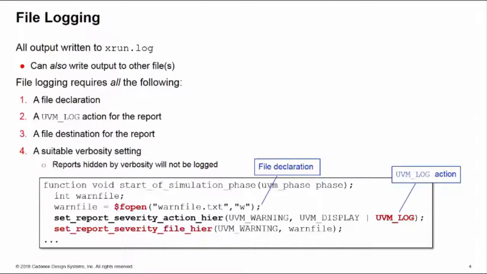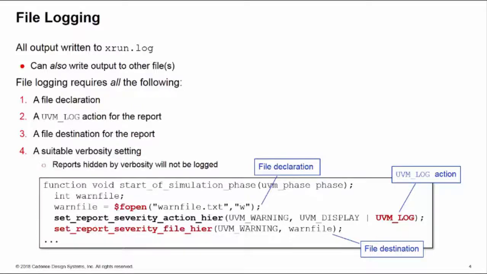Then I need to set a UVM log action for the report, and we showed you how to do this in the previous training byte on action control. So here I'm adding the UVM log action for all of my warning messages. And then I need to set a file destination for the report, and we'll show you how to do this on the next slide. And then finally, we need a suitable verbosity setting. Remember, if your reports are going to be hidden by the verbosity setting, they're not going to be processed, and therefore they will not be written to external files.